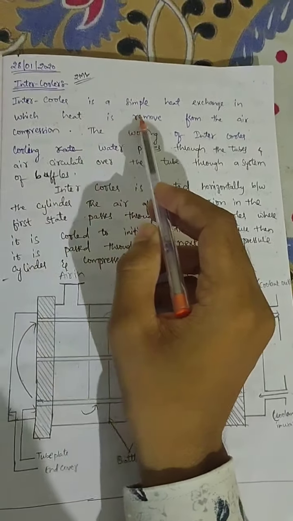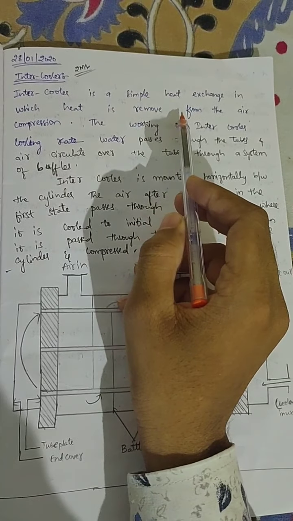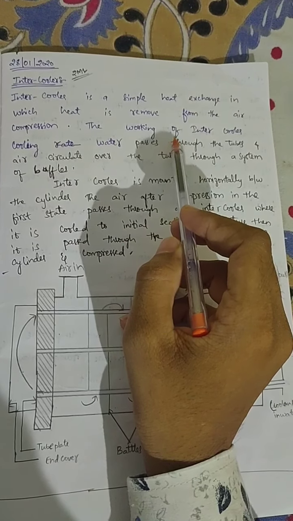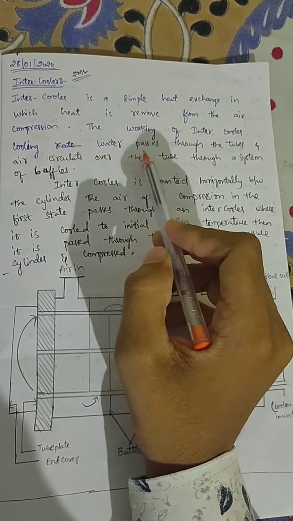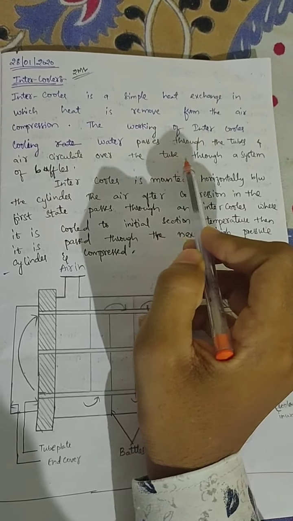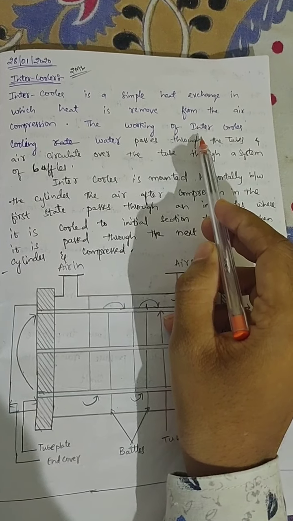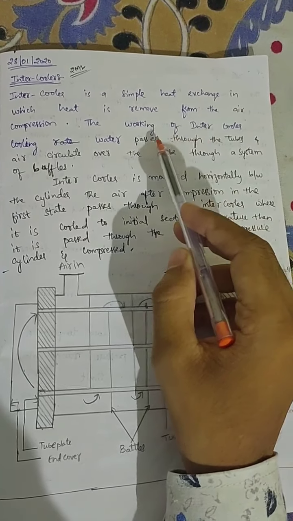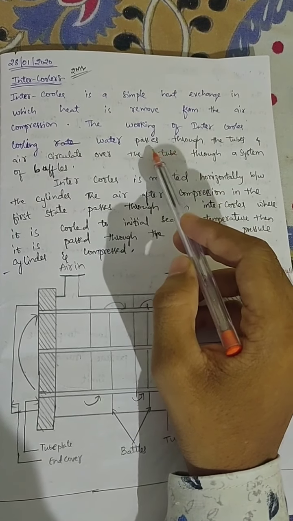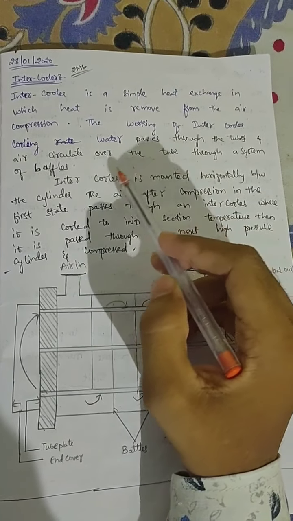An intercooler is a simple heat exchanger in which heat is removed from the air after compression. The working of intercooler: cooling water passes through the tubes and air circulates over the tubes through a system of baffles.